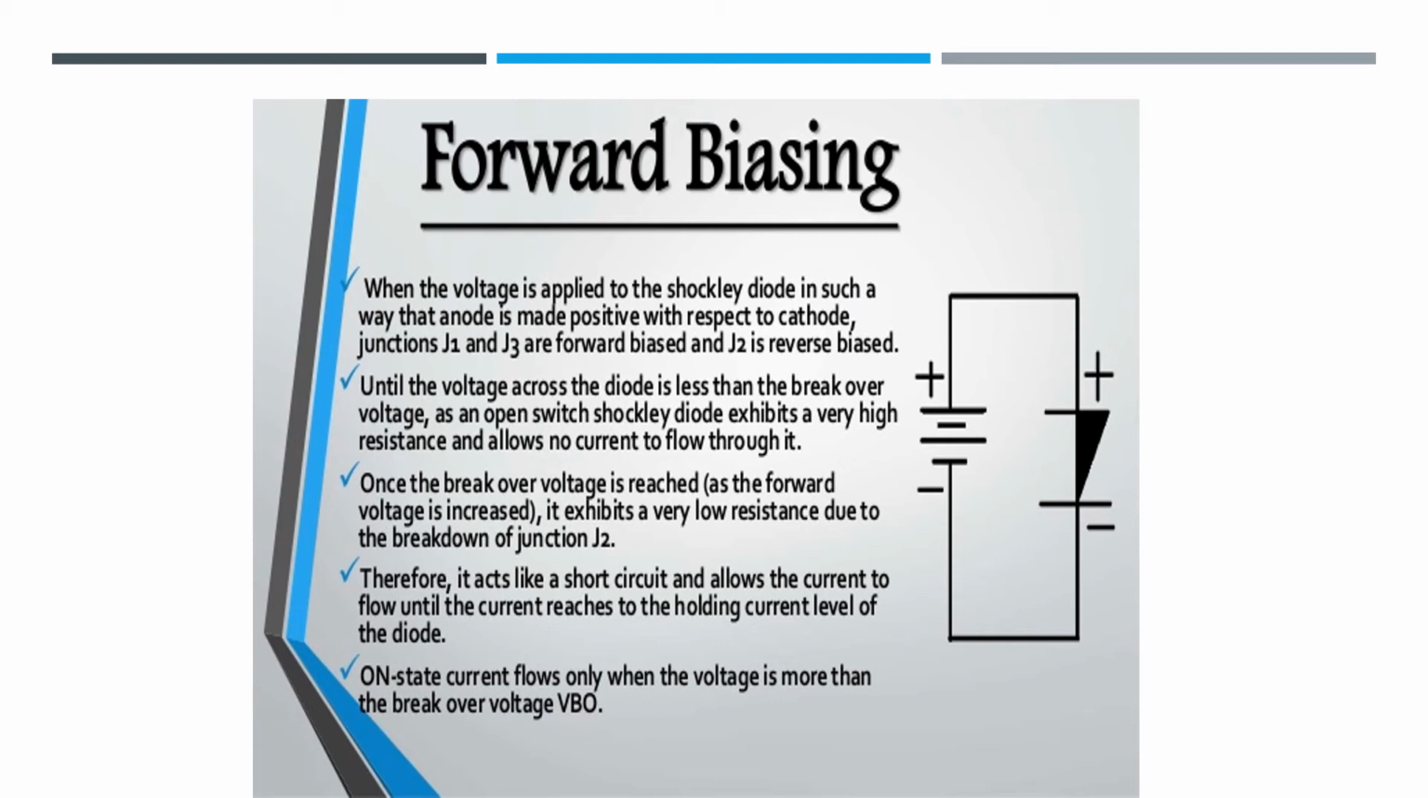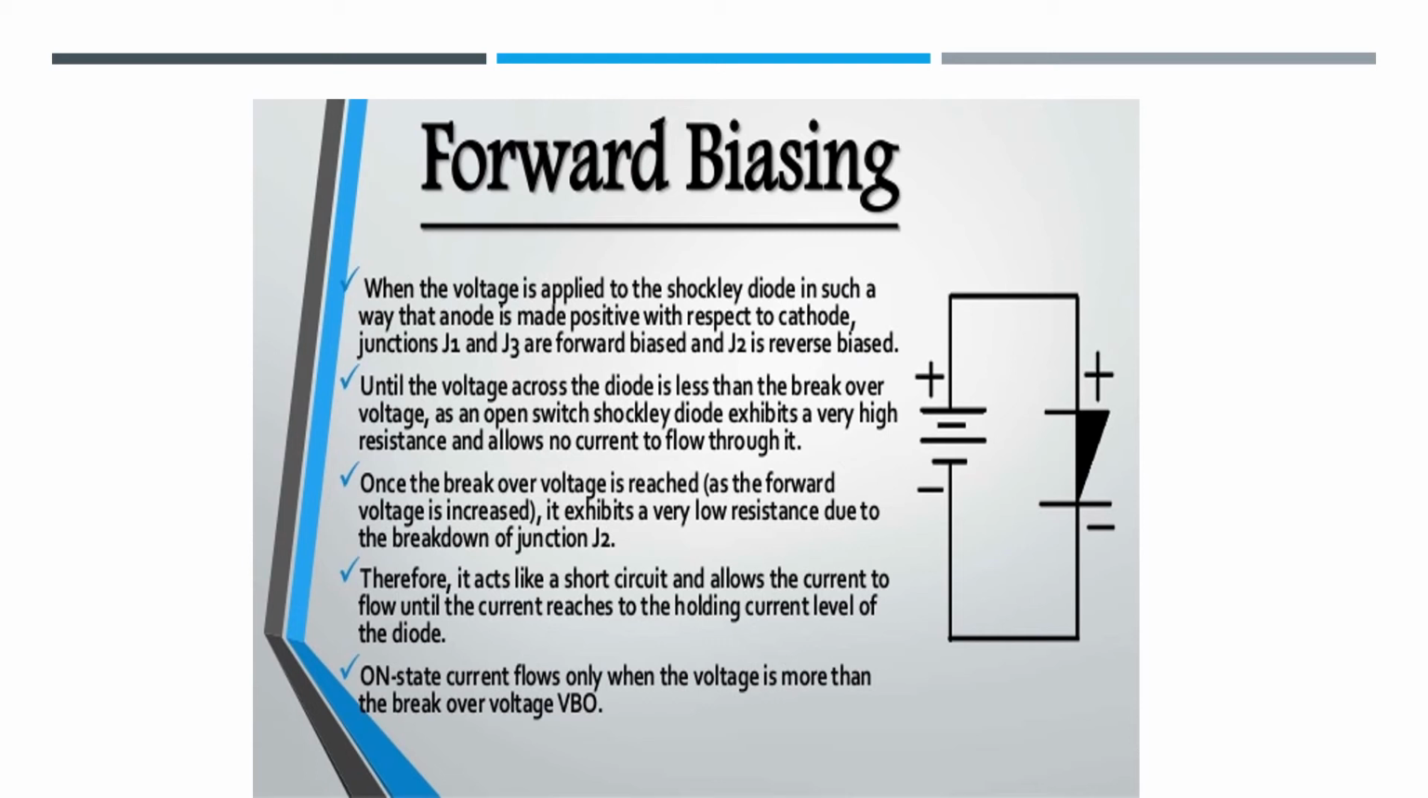Now in this figure, forward biasing is shown, that is, when voltage is applied to the Shockley diode in such a way that the anode is made positive with respect to the cathode, and junctions J1 and J3 are forward biased and junction J2 is reverse biased, until the voltage across the diode is more than the breakover voltage, the minimum voltage required to make junction J2 forward biased as well. Our Shockley diode acts as an open switch which exhibits very high resistance and allows no current to flow through it.